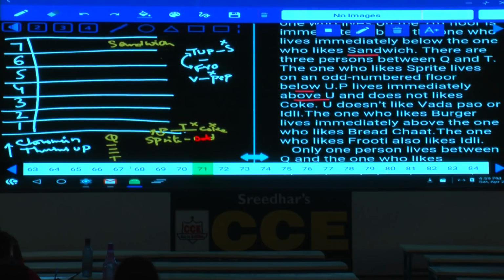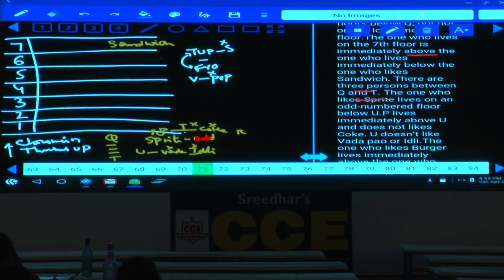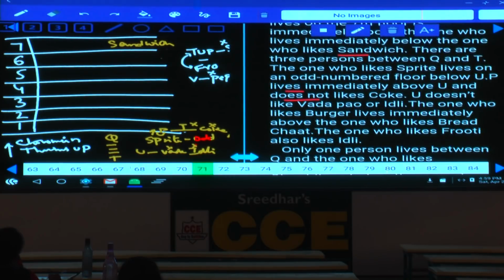P does not like Coke and U does not like vada pav or idli. Now this is the information regarding this U. U does not like vada pav and idli. The one who likes a burger lives immediately above the one who likes a bread chaat. Now these two must be adjacent to each other. Which two here? One is burger and another one is bread chaat. Now burger and bread chaat must be adjacent to each other. Done with this? Now these two must be adjacent to each other. Burger and bread chaat.